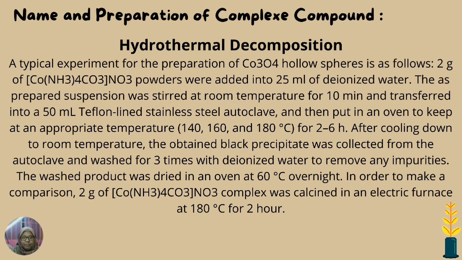After cooling down to room temperature, the obtained black precipitate was collected from the autoclave and washed 3 times with deionized water to remove any impurities. The washed product was dried in an oven at 60 Celsius overnight. In order to make a comparison, 2 grams of [Co(NH3)4CO3]NO3 complex was calcined in the electric furnace at 180 Celsius for 2 hours. So this is all the process for the preparation of the complex compound.